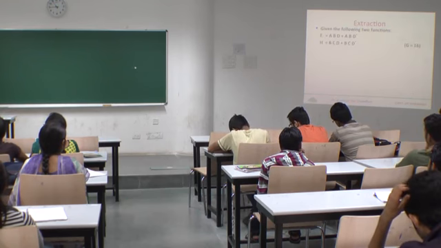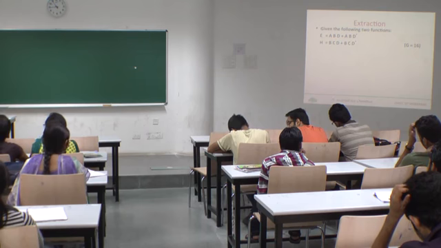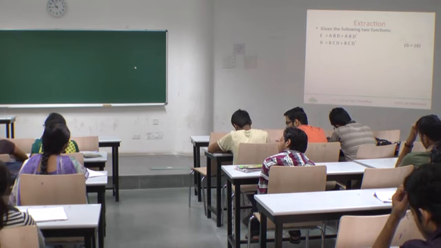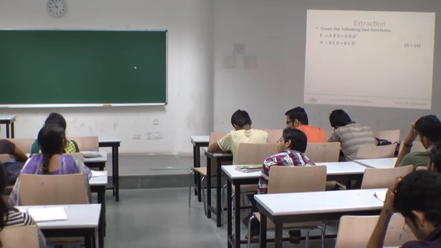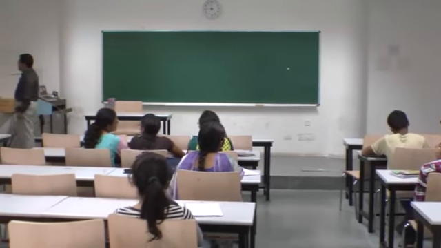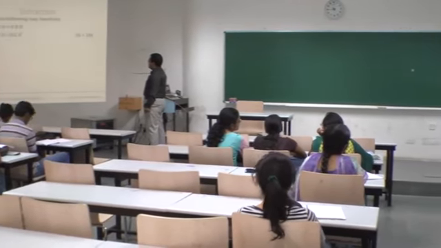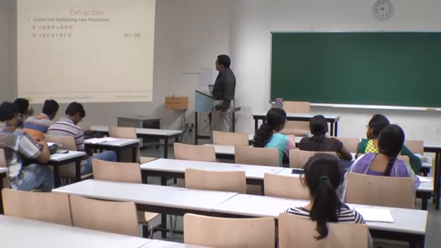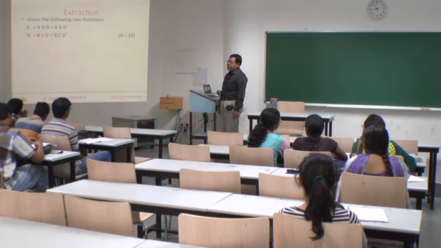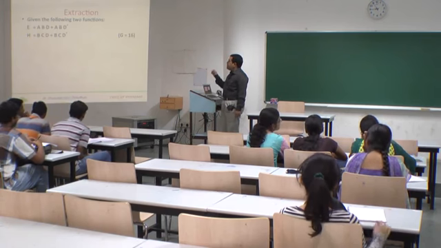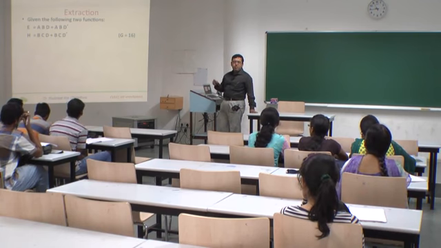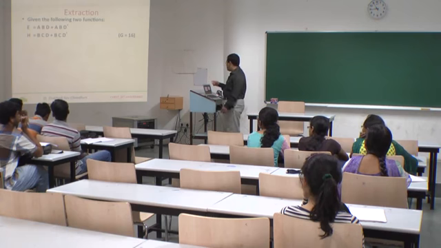Coming to extraction, suppose we are given two functions E equals ABD plus ABD complement and H equals BCD or BCD complement. You can see that BD or BD complement is common to both the functions. So I should not compute BD or BD complement separately in both the functions. I should compute it once and provide it as input to both the functions.